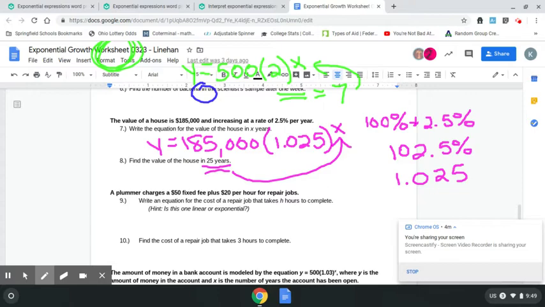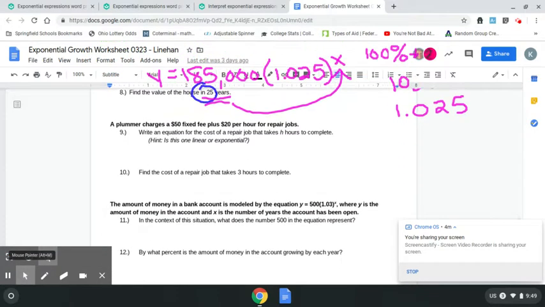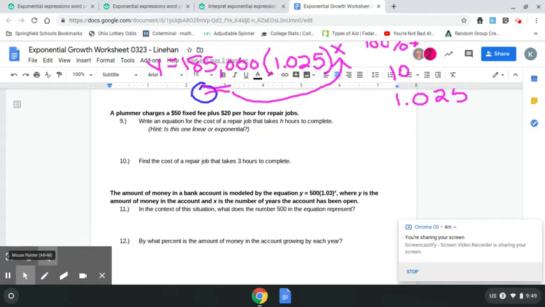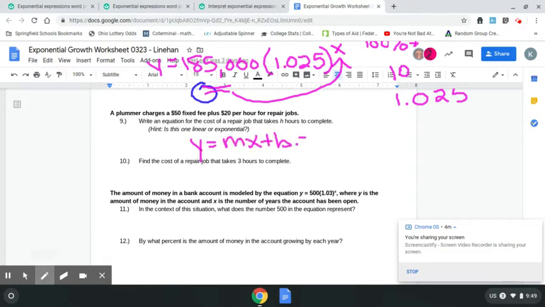The next one, number 9, $20 is being added per hour. Since it's being added, not multiplied or divided, this is a linear growth problem. This is not exponential. So it's y equals mx plus b, where b is the initial amount and m is the amount that's being added each hour. So in this case, the amount that's being added is 20. The initial cost is 50. There's my equation. If it takes 3 hours to complete the job, we plug 3 into there and we clean it up.